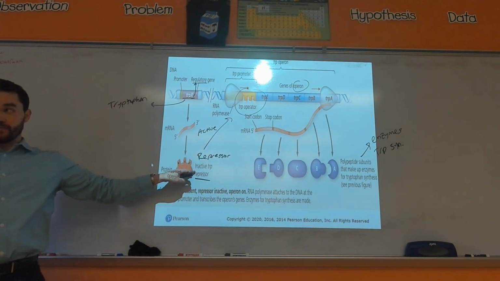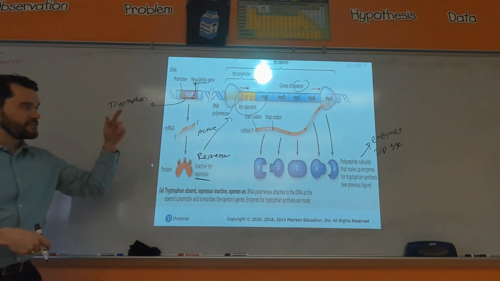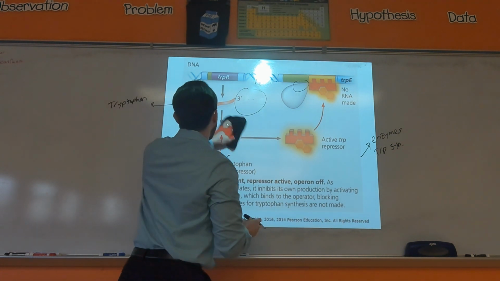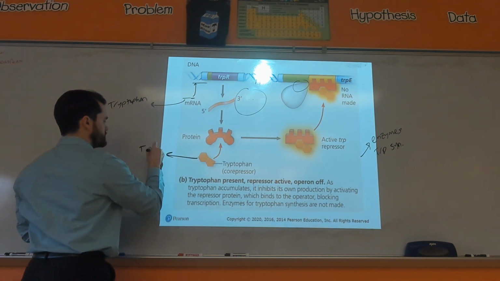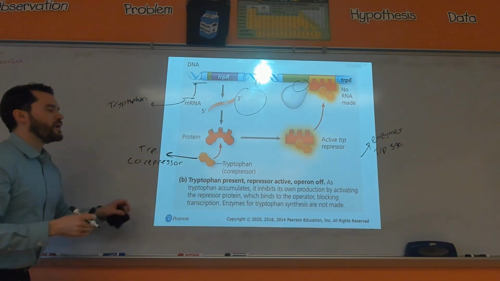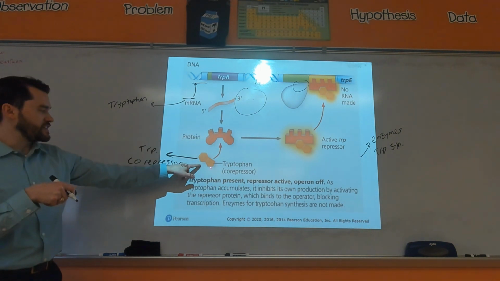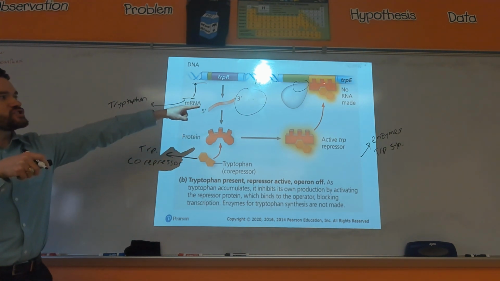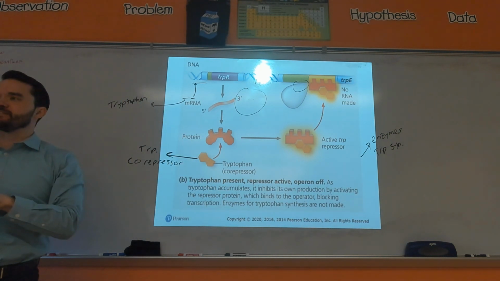Right now it's in the inactive form. So the question is, well, how do we make it become active? Well, if I go to the next slide, what makes that repressor protein become active is when you have tryptophan, which functions as a co-repressor. When there's enough tryptophan in the cell, we've made enough of it, tryptophan, the co-repressor, will bind to the repressor, and then that repressor will bind to the operator, and then we shut off all of those enzymes that we need for tryptophan synthesis.